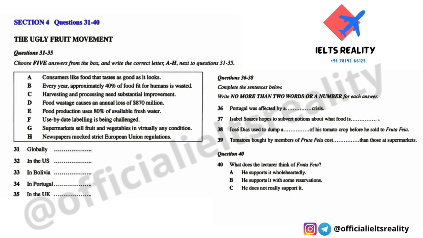Isabel Suarez estimates that one-third of Portugal's farm produce is thrown out due to artificial standards set by supermarkets. A farmer, José Diaz, who supplies Fruta Feia, said that from his annual production of tomatoes, one quarter did not meet supermarket standards, so were dumped. Now, Fruta Feia buys his reject tomatoes at half the price he would sell them to a supermarket. Consequently, Fruta Feia's members also pay less for tomatoes than supermarket shoppers do.